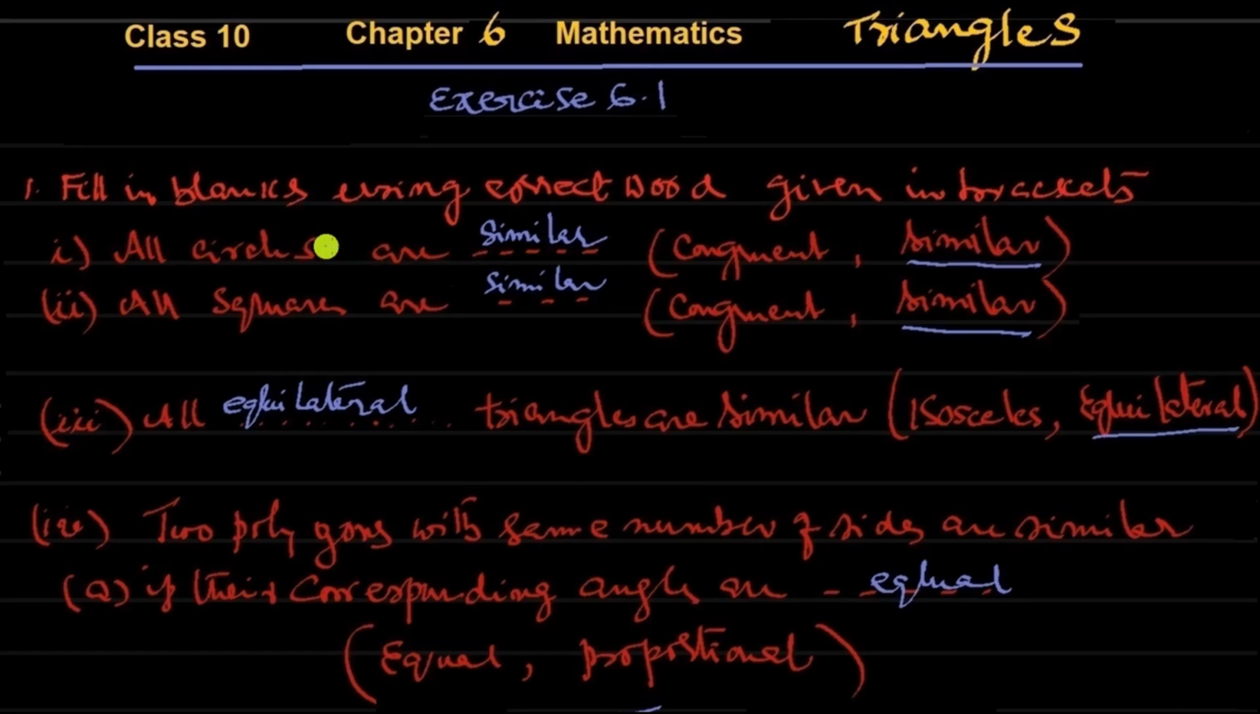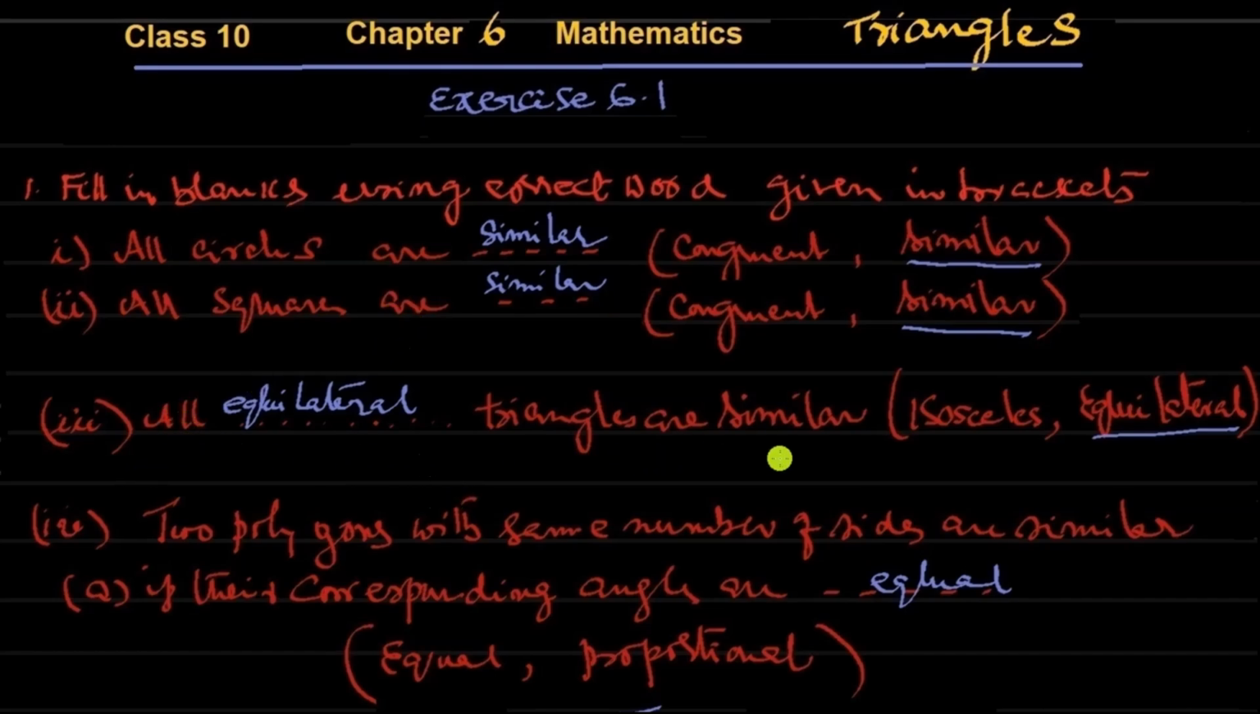But one may be big, one may be small. All squares are similar. Congruent or similar means similar, because one may be a big square, another may be a small square, but the shape is same. Square shape.